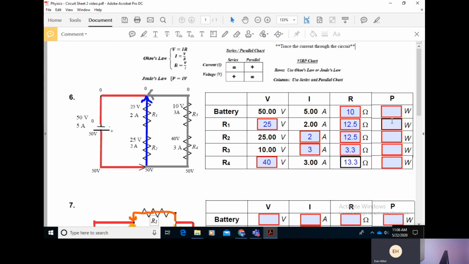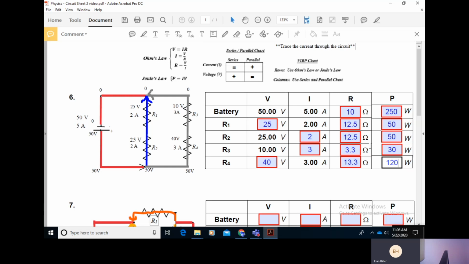Now to get your powers, we're going to multiply current times voltage for each one. So 5 times 50 is 250. 2 times 25 is 50 watts. 2 times 25 is 50 watts. 3 times 10, excuse me, is 30 watts. And 3 times 40 is 120 watts.